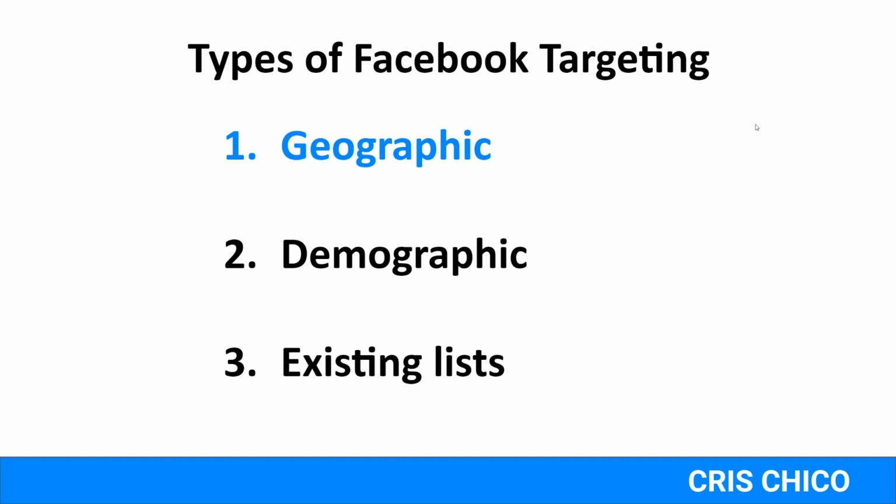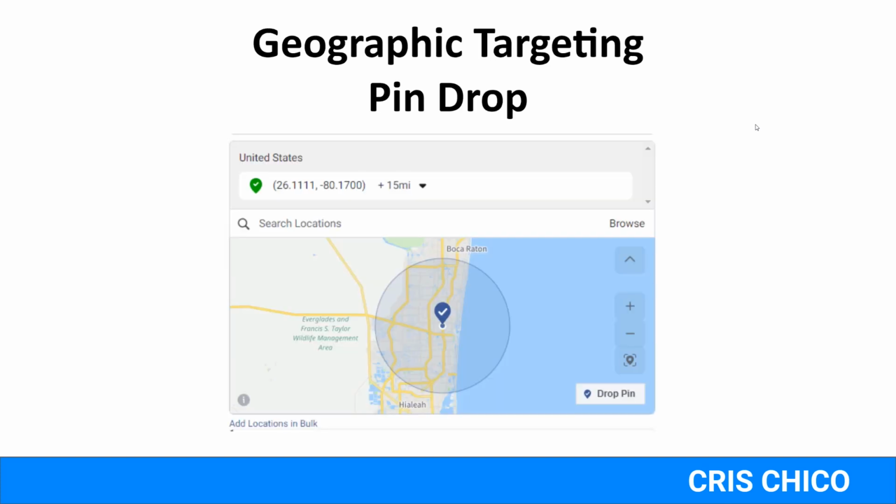Now, there are a few types of targeting available to you on Facebook. Number 1 is geographic. Number 2 is demographic. Number 3 is existing list. We're going to cover all of these in this video right now. And let's talk about geographic targeting. There are different ways of targeting geographically.